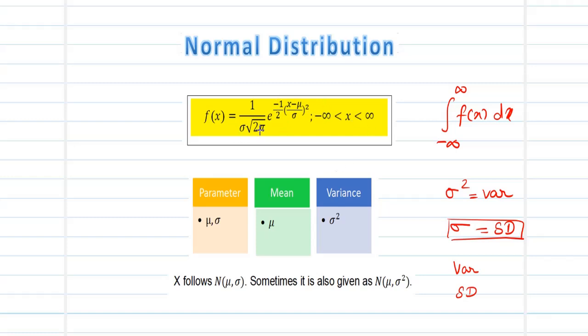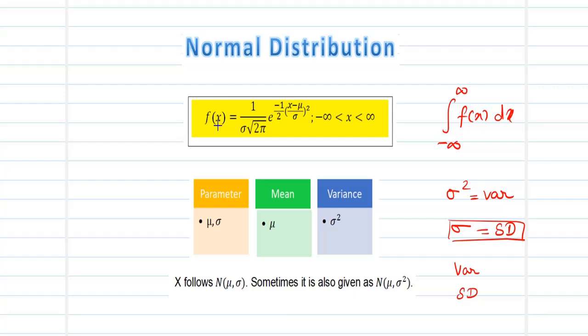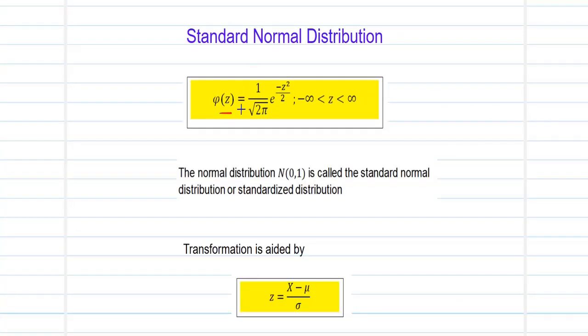As such, if I need to integrate this function from minus infinity to infinity, 1 by sigma root 2 pi seems like jargon to me, right? So we need not bother about integrating such a complicated term. To aid this, an alternative was available, which is called the standard normal distribution. What happens in the standard normal distribution is that the function which we had as f of x has now turned into a function of z.